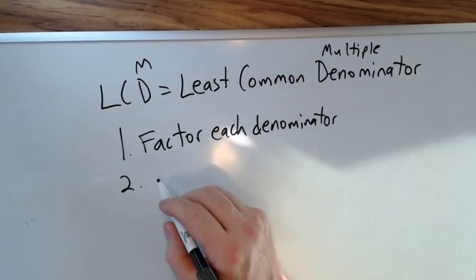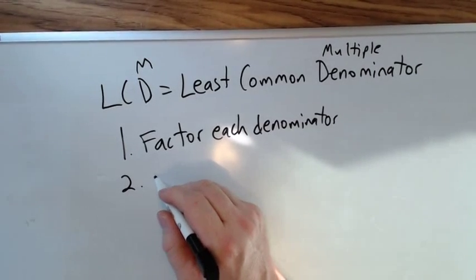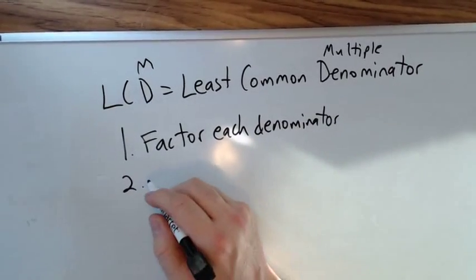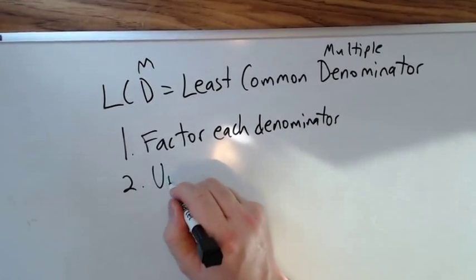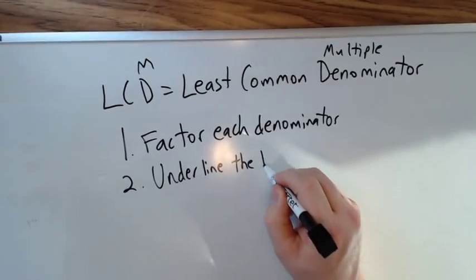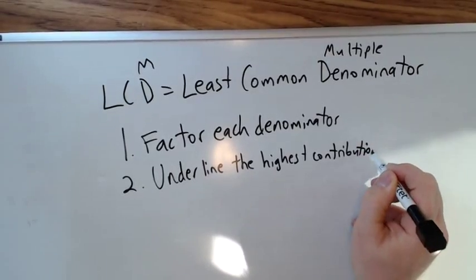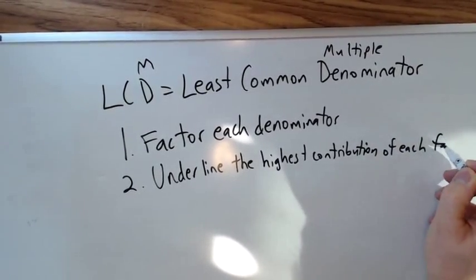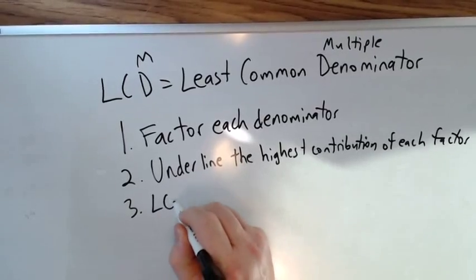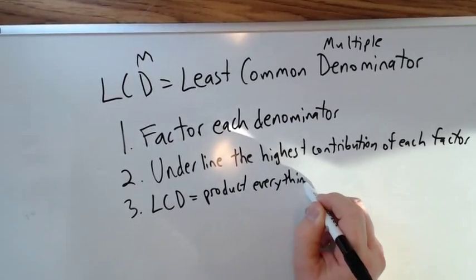Step 2 is... what is step 2? It's been a while since I taught this. I used to tutor this all the time, but now I'm trying to make a video for it. After we factor, we underline the highest contribution of each factor. Then step 3 is the LCD is equal to the product of everything underlined.